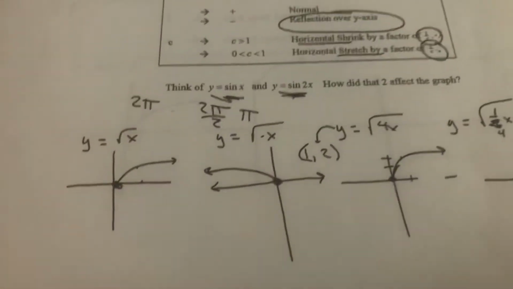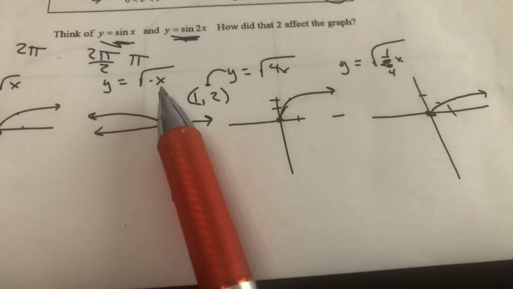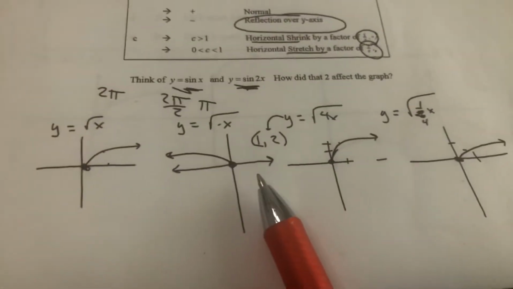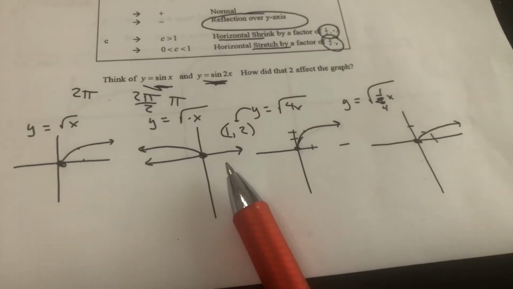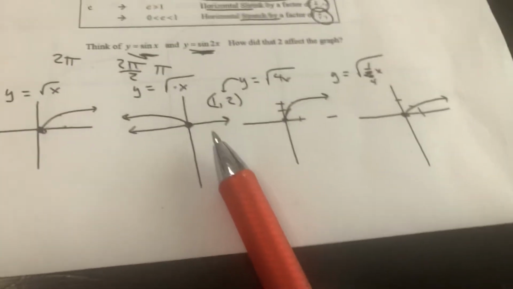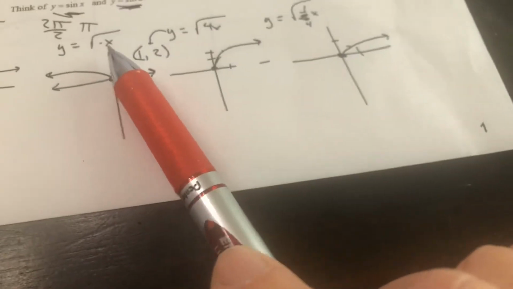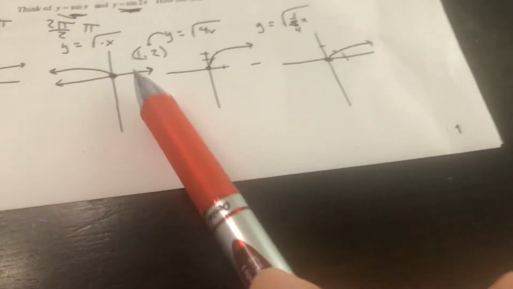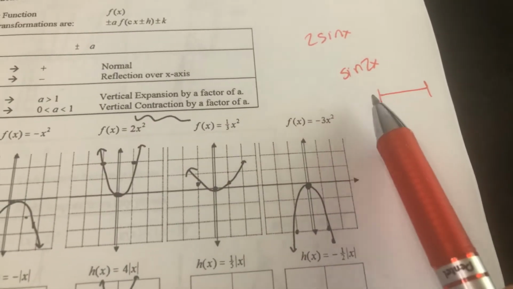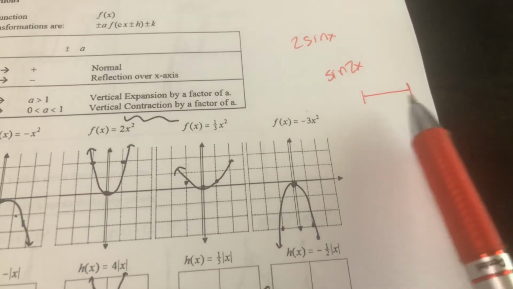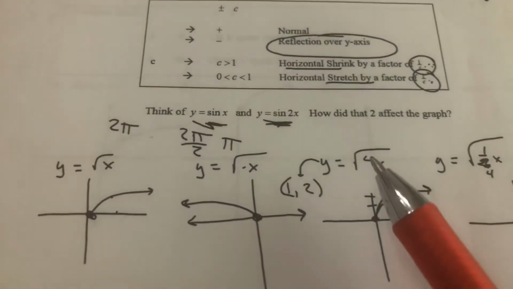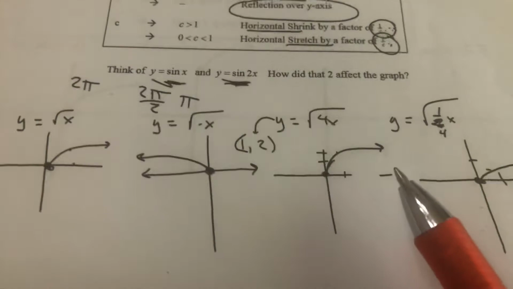And I wrote this down, I'm not sure if it's on your notes page or not, but if you stick the negative on the inside, that's going to reflect it over the y-axis. We didn't do any of that in Algebra 1 Honors, and you should have done a little bit of it in Honors Algebra 2, but sticking the number on the inside, what I call inside the house, does the same thing. Like sticking the 2 right there affected the horizontal component of the sine graph. So sticking the 4 inside, it is a horizontal.